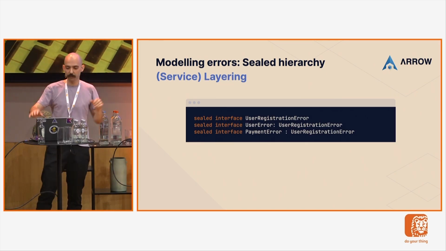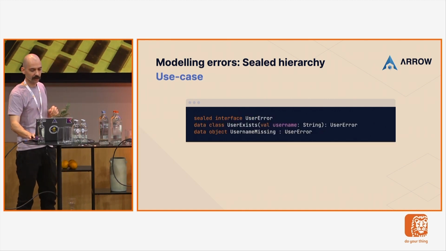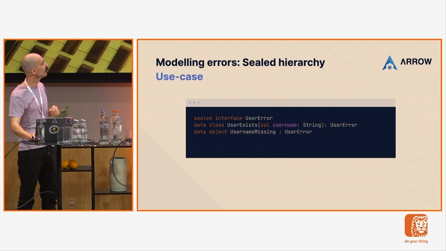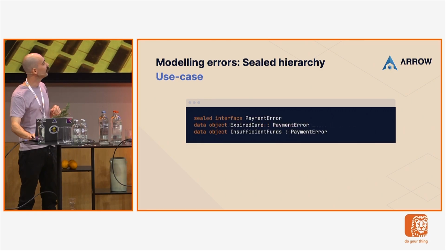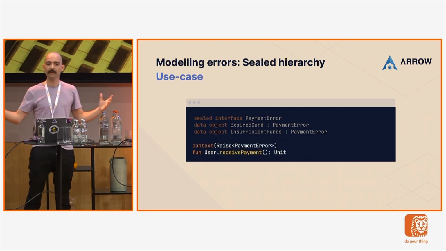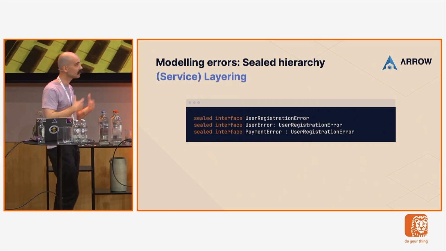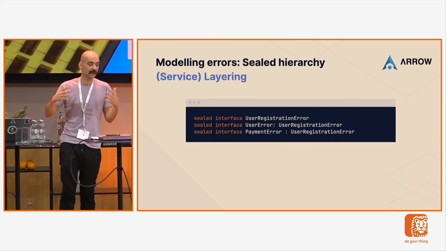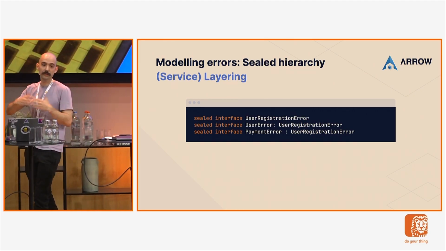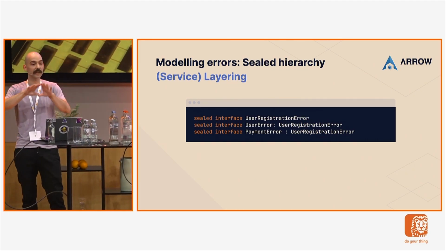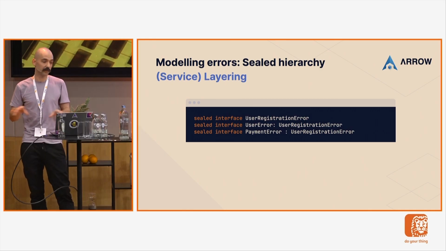So we have our two independent domains, our user error and our payment error, but now we need to bring them together somehow in our server's layer, right? And this is what I do with a technique that I call layering. So we introduce a new sealed interface that connects these two layers together, right? Which is exactly what we do in the service layer, right?